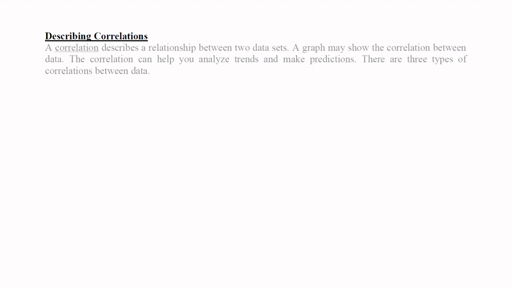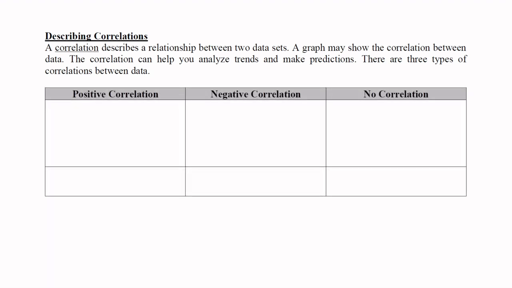So you heard me use the word correlations. We want to describe correlations and how data is related to one another. A correlation describes a relationship between two data sets. A graph may show the correlation between the data. The correlation can help you analyze trends and make predictions. There are three types of correlations between data: positive correlation, negative correlation, and no correlation.